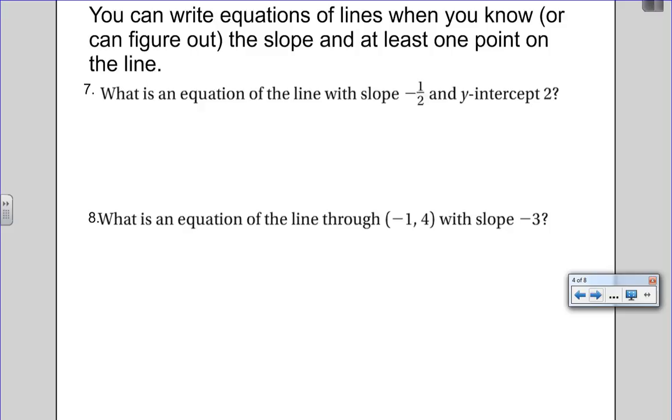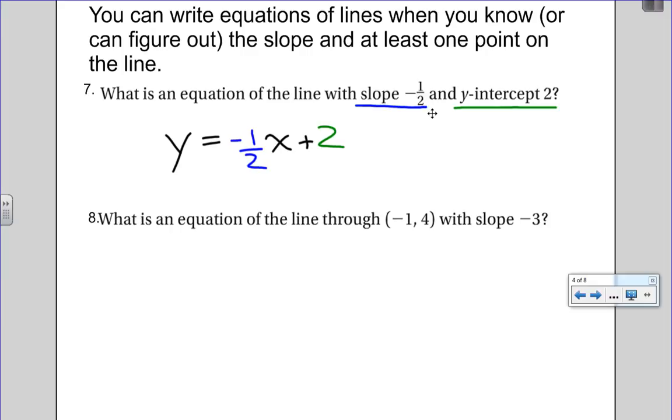Alright, you can write equations of lines when you know the slope and at least 1 point on the line. So it gives us the slope and it gives us the y-intercept, which is that 1 point on the line that the explanation just described. So the equation of the line is simply y equals mx plus b. So our m is negative 1/2, and our b is 2. That's how that works. Y equals mx plus b. That is our equation for that line.